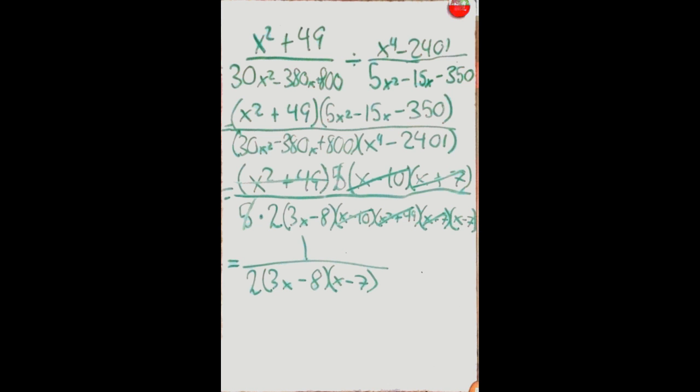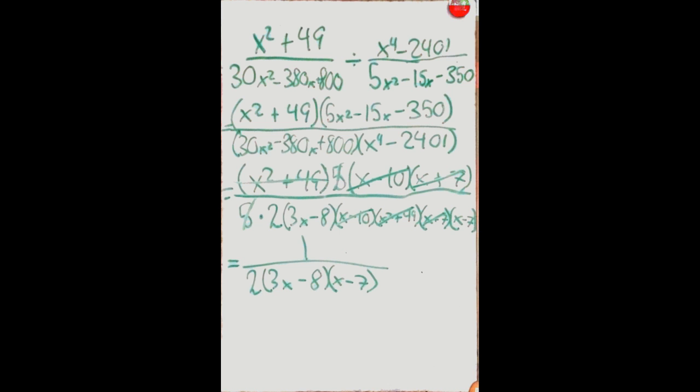Okay, now that we know everything, we can get to the final operation. On the final operation, as you can see there, everything is crossed, but I will read you the final operation when it's all put together. The final operation is x squared plus 49 times 5 times x minus 10 times x plus 7. That's the upper level. Over 5 times 2 times 3x minus 8 times x minus 10 times x squared minus 49 times x plus 7 times x minus 7.